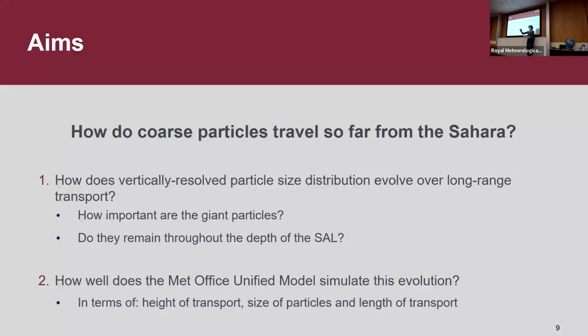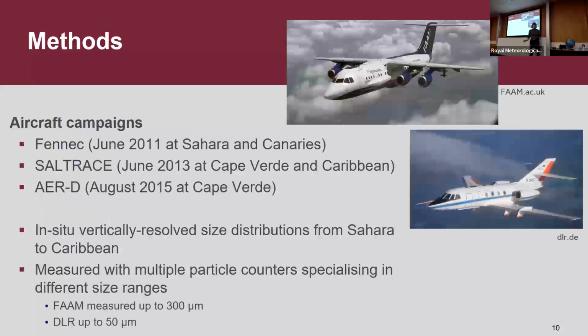You get this big, dry, dusty bit of air coming off the Sahara, and that travels all the way to the Caribbean. So I'm really trying to think about those coarse particles in terms of those observations, and then using the Met Office model to simulate that evolution to see how well it does. Can it do the height of transport, the size of the particles, and also the length of the transport? Is it able to match the things that I've looked at?